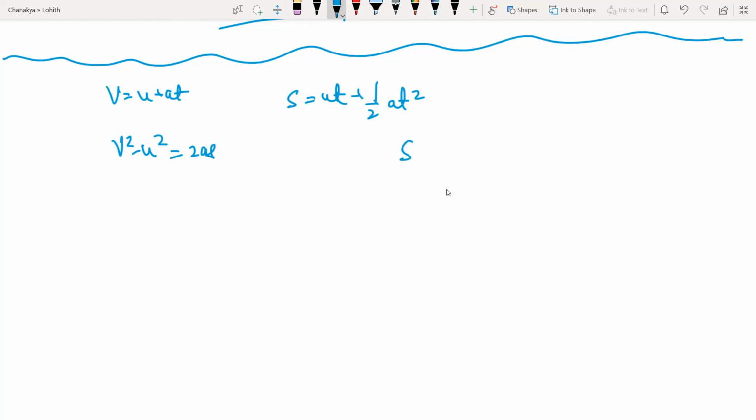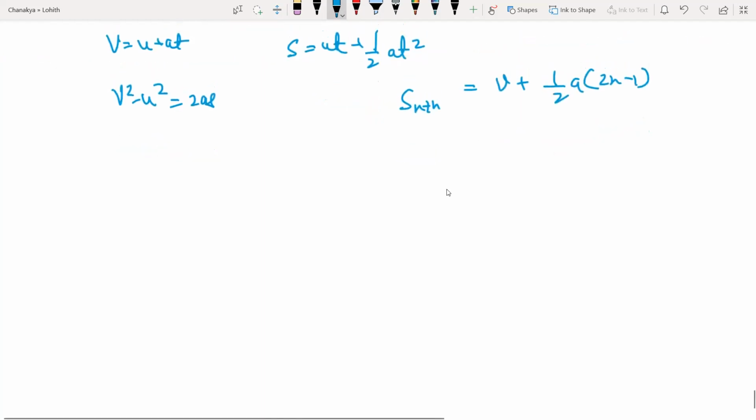And one more formula, which is the nth second formula: S nth equals u plus half a into (2n minus 1), the displacement in the nth second, or nth term, equal to u plus a by 2 (2n minus 1).